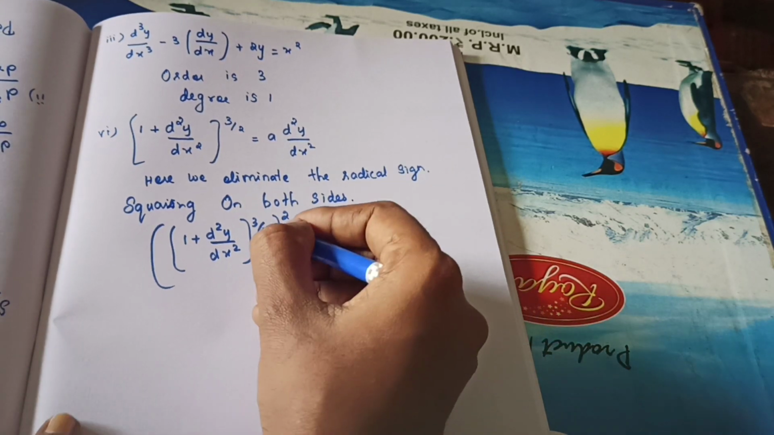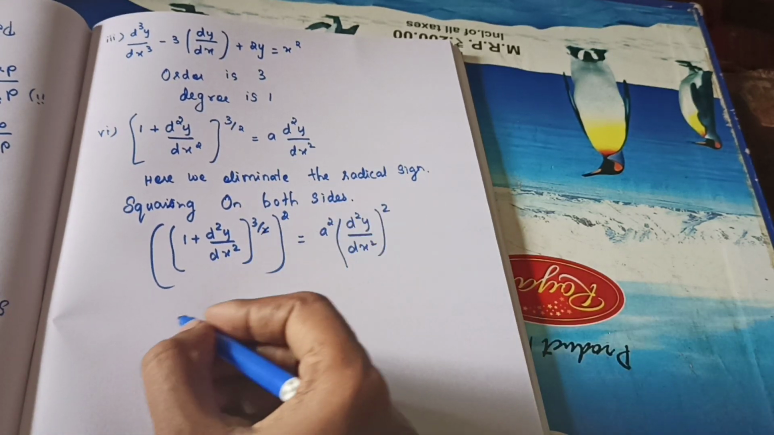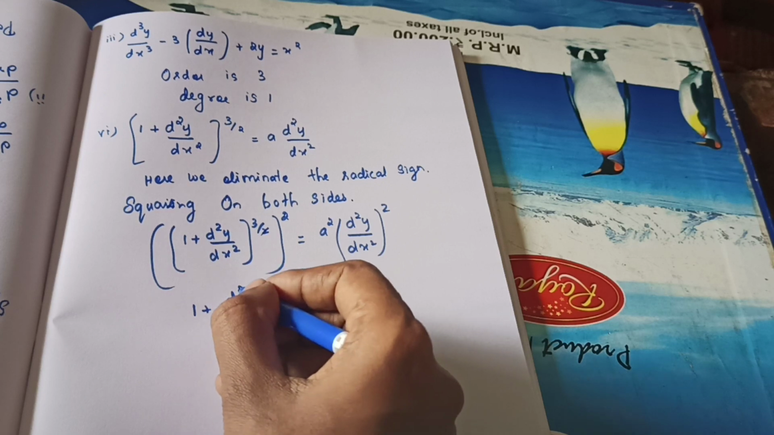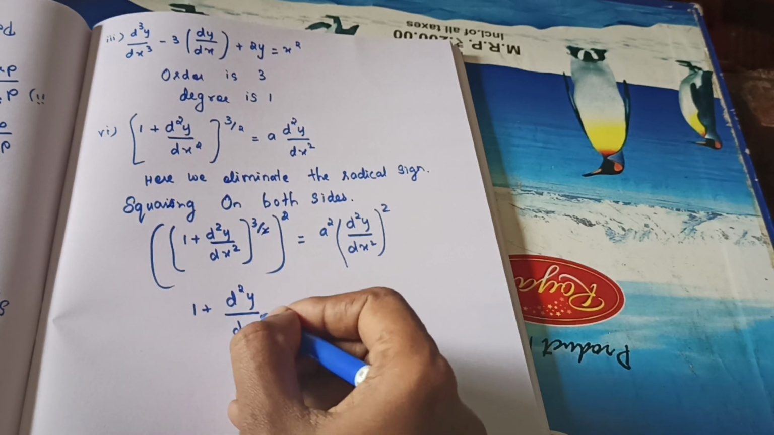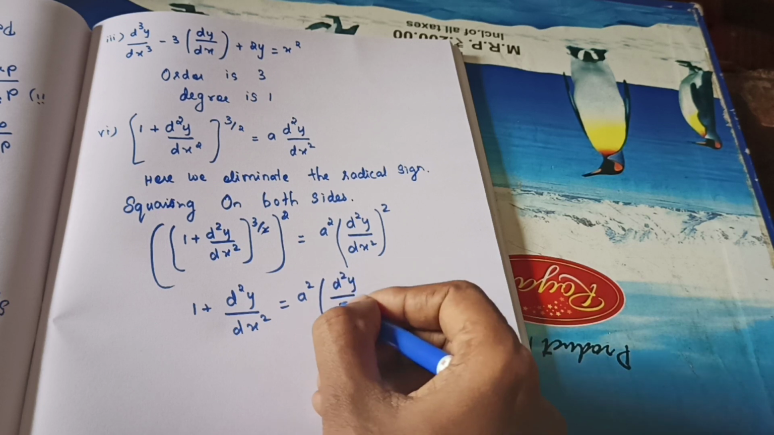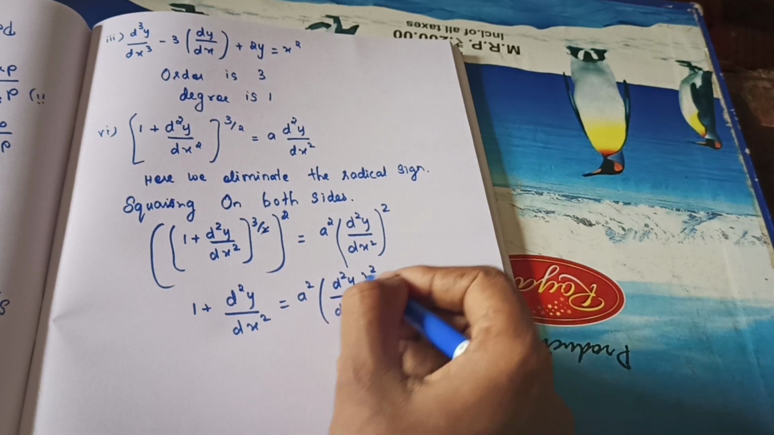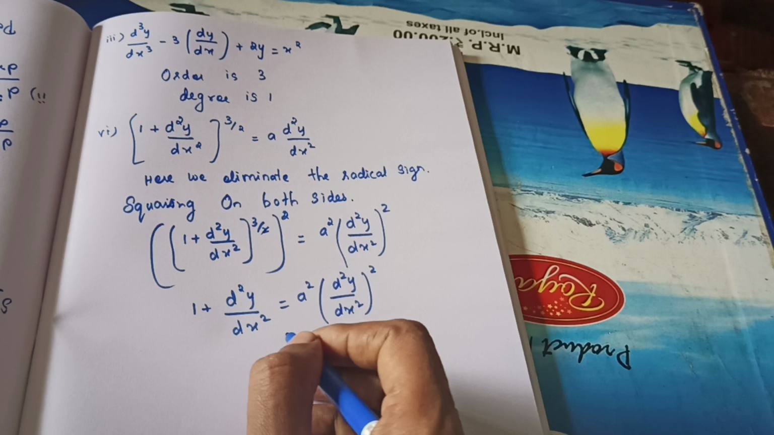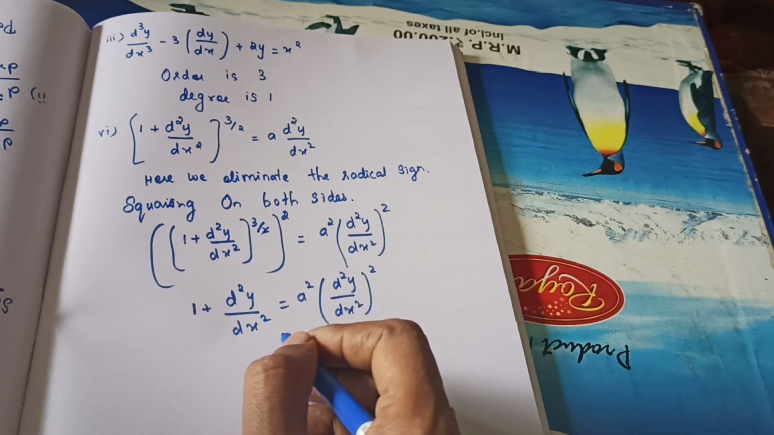Squaring on both sides. When you are squaring, what will happen? This 2 and 2 will get cancelled. So now what's the balance? d square y by dx square is equal to a square into d square y by dx square the whole square. Correct? Okay. Now what's the order here?